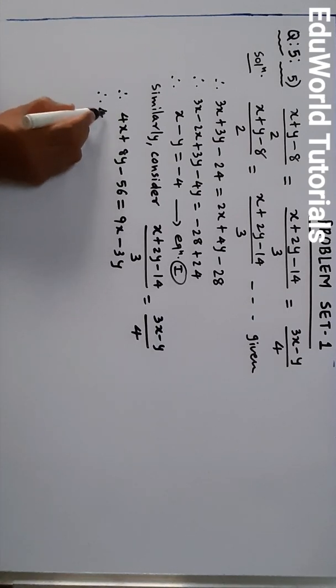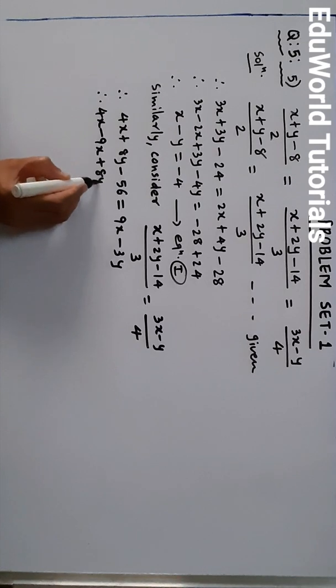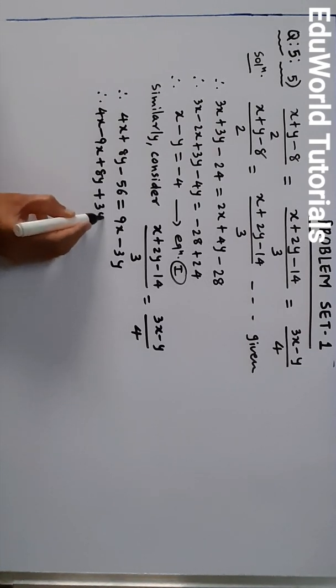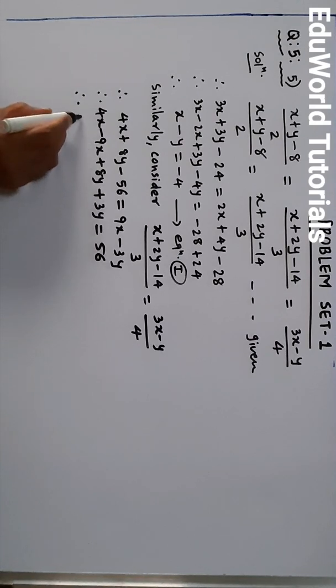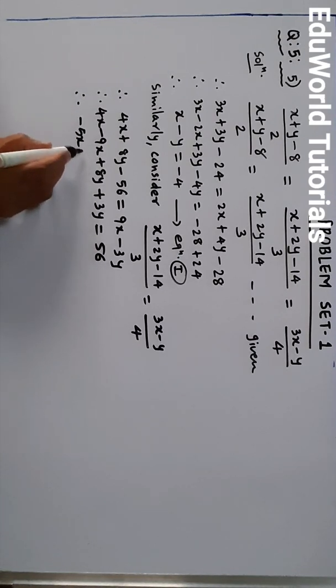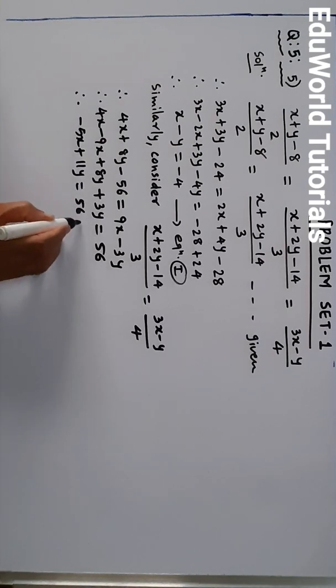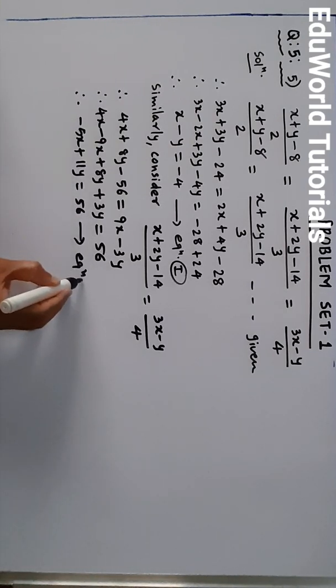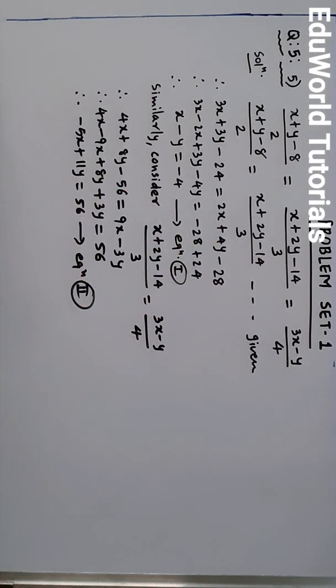Arrange the terms, 4x − 9x + 8y + 3y is equal to 56. 4x − 9x is −5x, plus 11y is equal to 56. This is our equation second. Now we have to solve all this equation in question number 5 by Cramer's method.